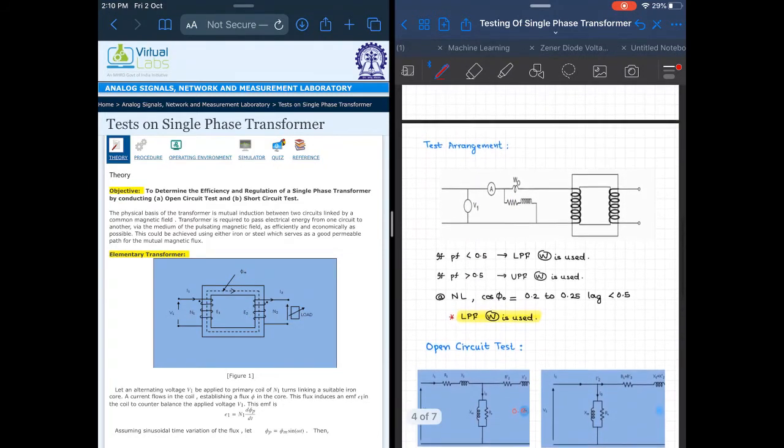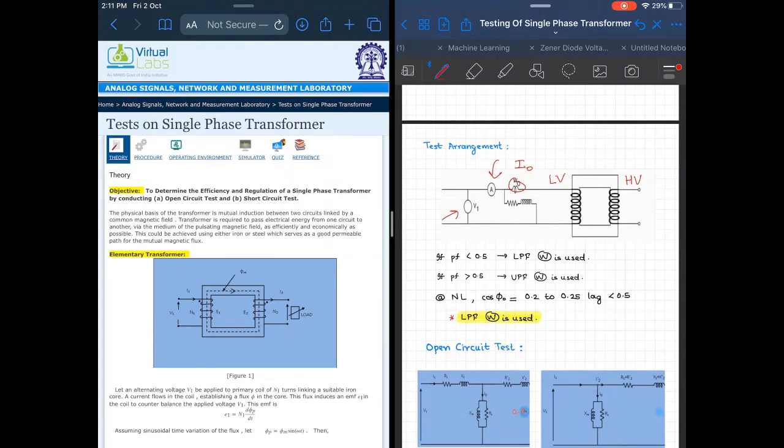Now let us see what the circuit arrangement is. Suppose this is my low voltage side and this is my high voltage side. We connect three instruments. One is the voltmeter, this is my ammeter. This voltmeter will measure voltage and the ammeter will measure the no load current I naught. Then we have the wattmeter, which will measure the losses or the power consumed by the transformer.